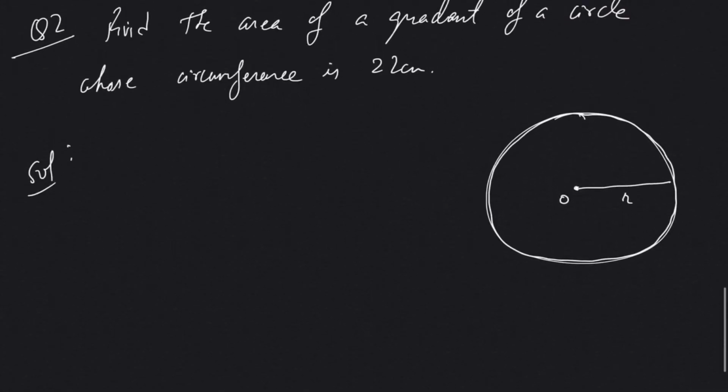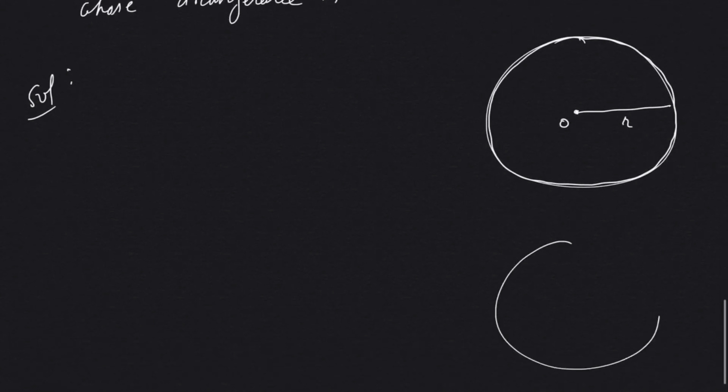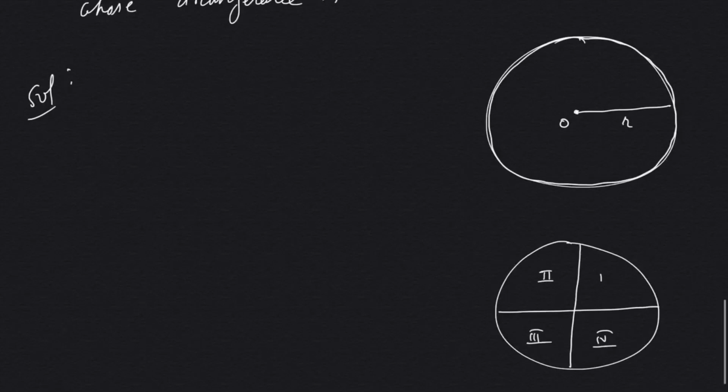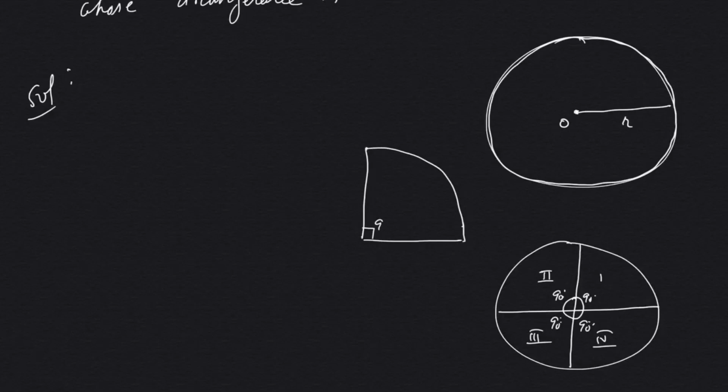Now what do we mean by quadrant? Quadrant means when a circle is cut into exactly 4 portions, then we have 4 quadrants: first quadrant, second quadrant, third and fourth quadrant. That means this 360 degrees is divided into 4 equal parts, each of 90 degrees. So this is what we have of a quadrant. This will be 90 degrees, the radius r.